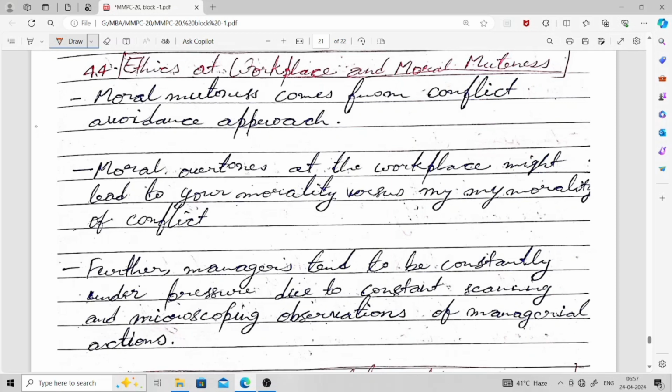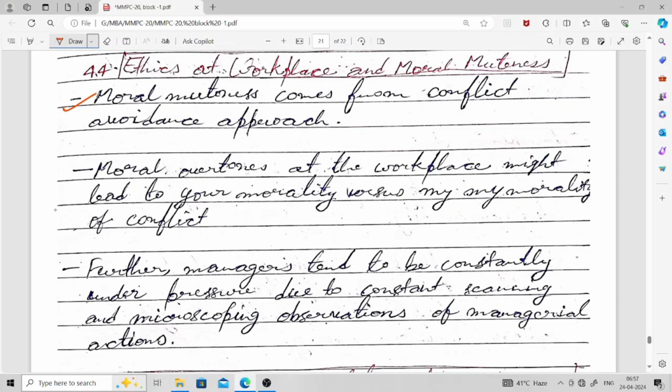So now, for the first point given, moral muteness comes from a conflict avoidance approach. Whenever there is the possibility of conflict due to the morality of different people, there is the possibility of moral muteness. So that's why it is given here: moral muteness comes up from the conflict avoidance approach.